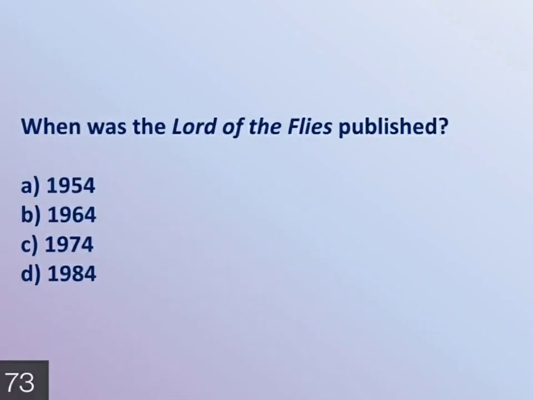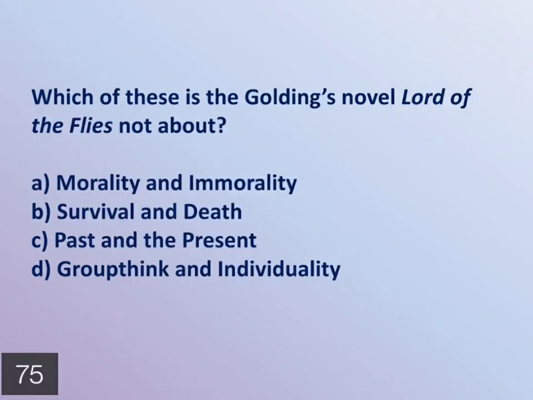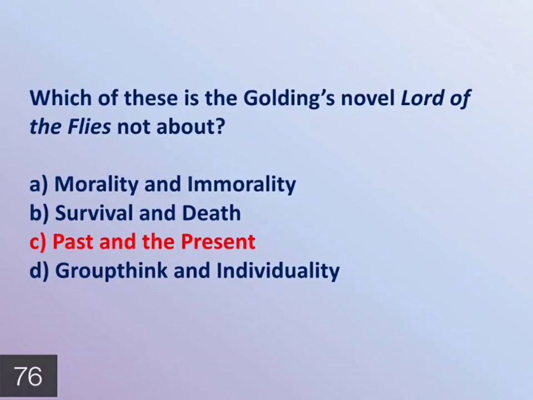And when was the Lord of the Flies published? Lord of the Flies was published in A. 1954. Now comes another thematic question. Which of these is Golding's novel Lord of the Flies not about? Which of these is not its theme? Morality and immorality, survival and death, past and the present, and groupthink and individuality. So it is not about past and the present. Basically not about the past. It is only about present and contemporary state of affairs.